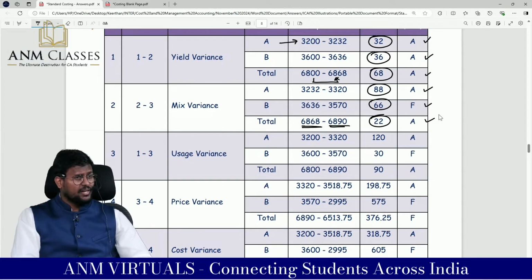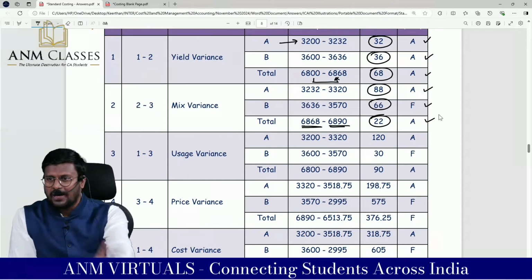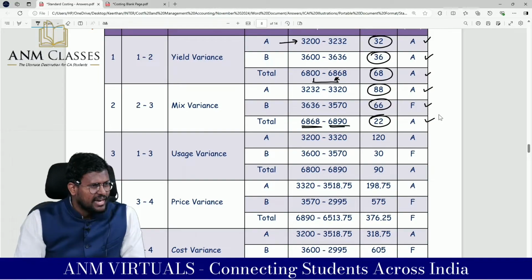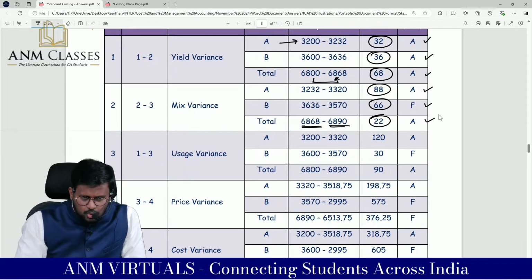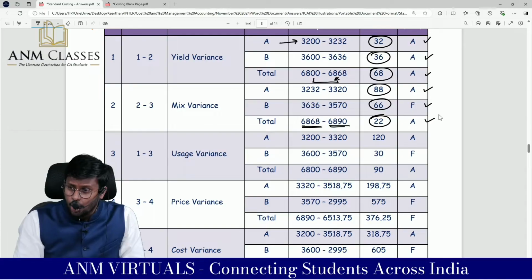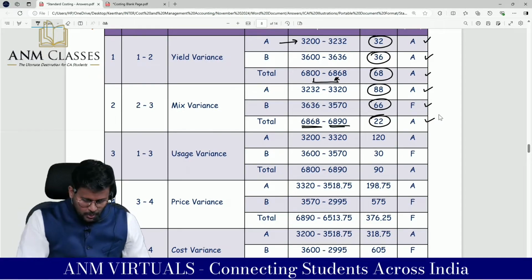Is it mandatory that we have to put item wise? Yes, it is mandatory, because all the ICAI answers have been written like that, so we are also supposed to do it like that. It is not an option. It is mandatory. It is compulsion. Shall I proceed?